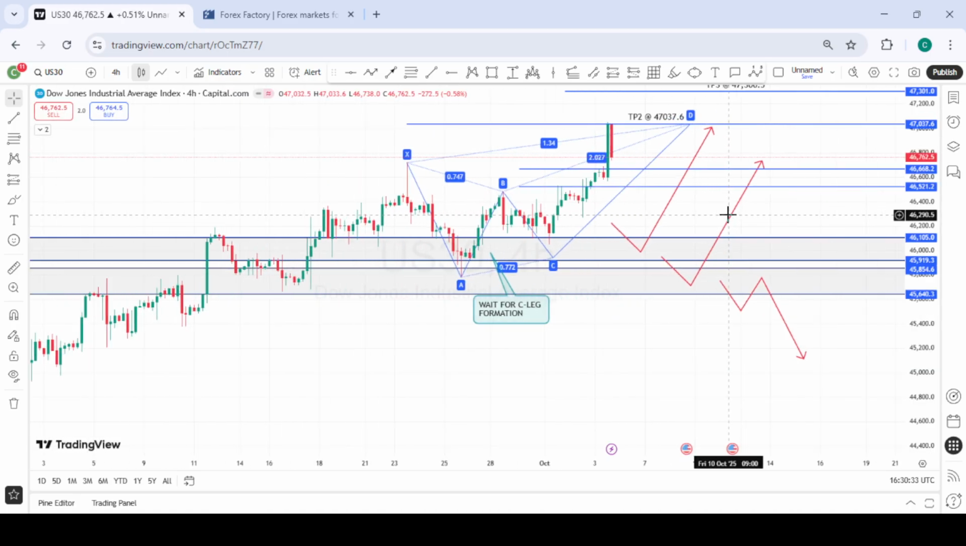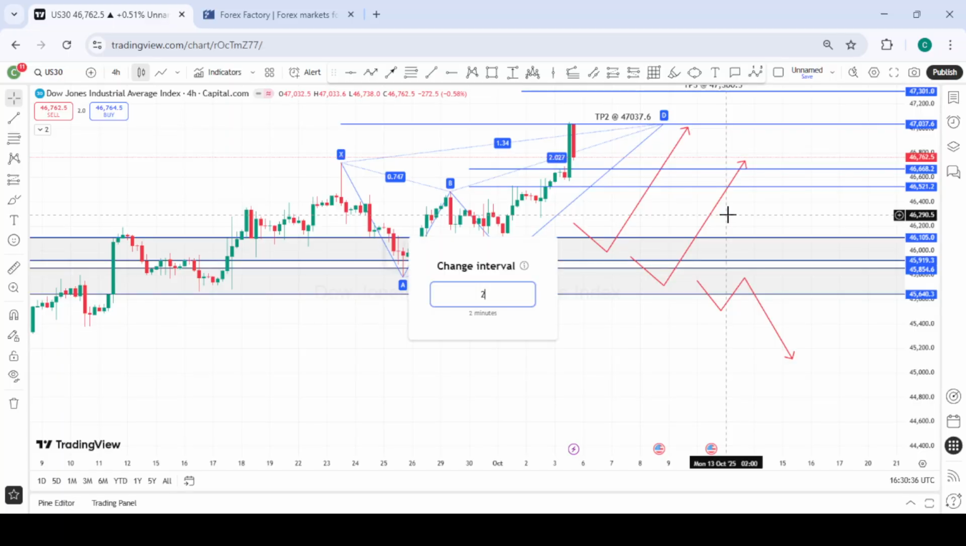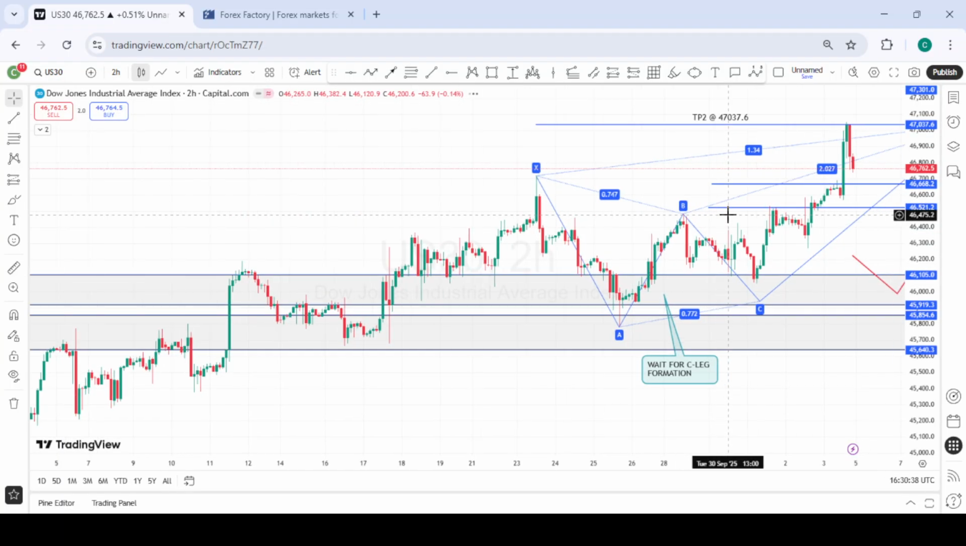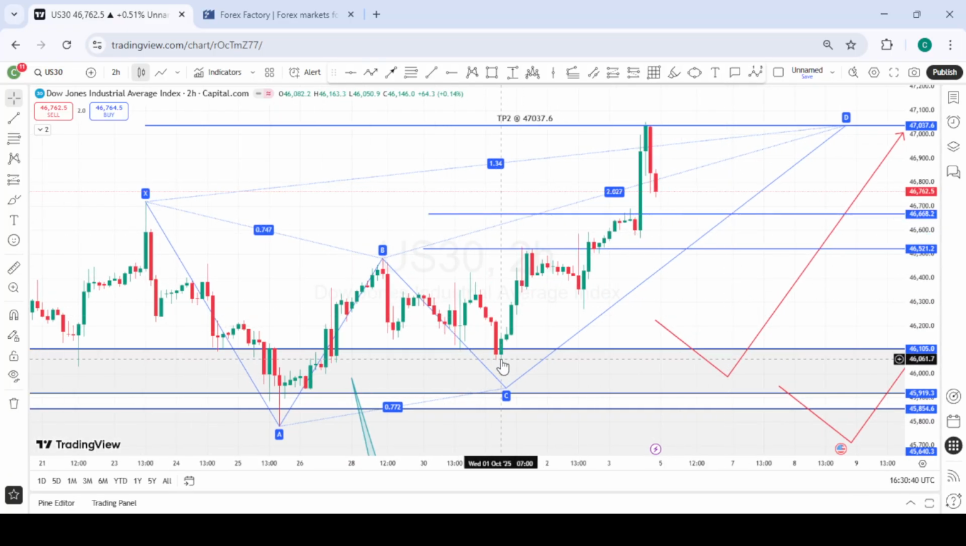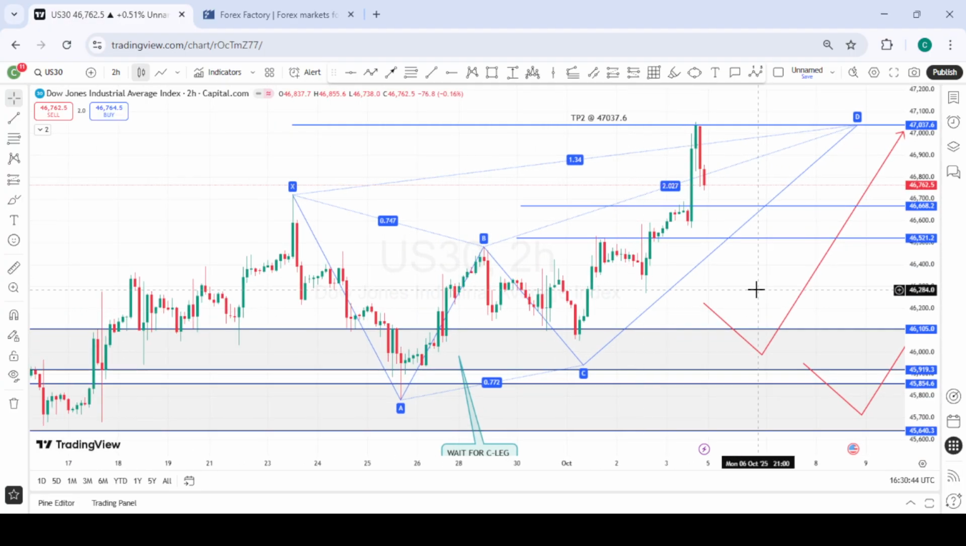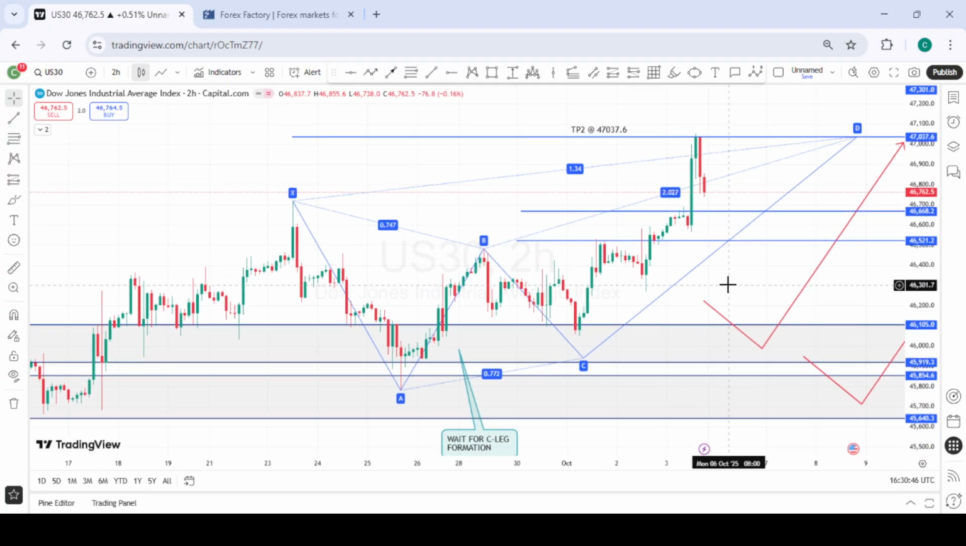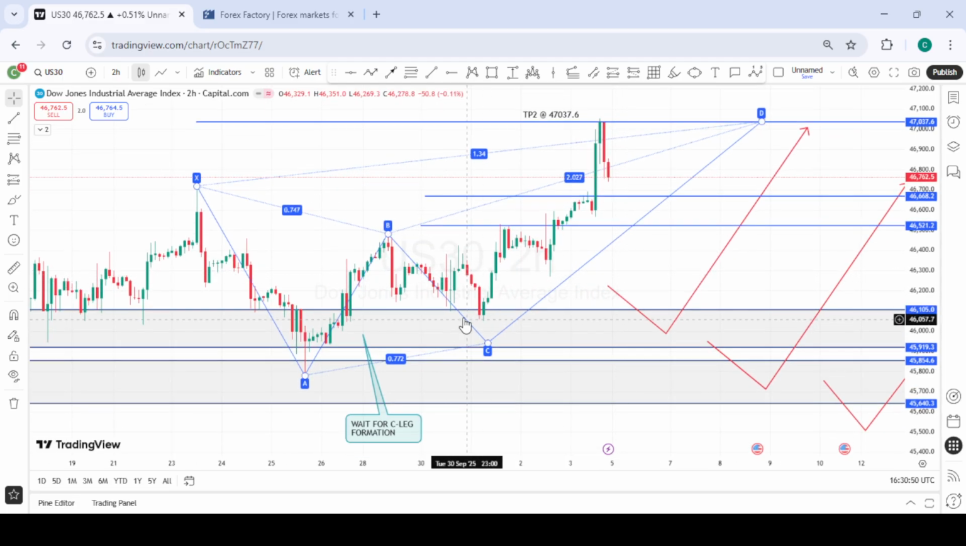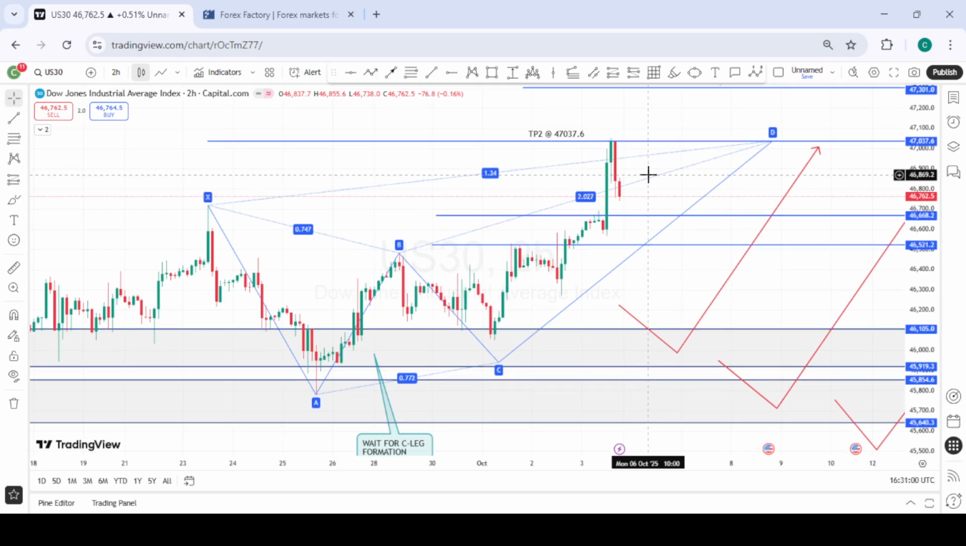We have here US 30. So for US 30, we're also expecting a pullback into this zone to give us a buying opportunity to the upside. We're expecting more price action to give us confirmations, but then price actually just hit the area of interest and then took off, so we couldn't participate in this bullish move to the upside, and price just made its way straight to the TP.